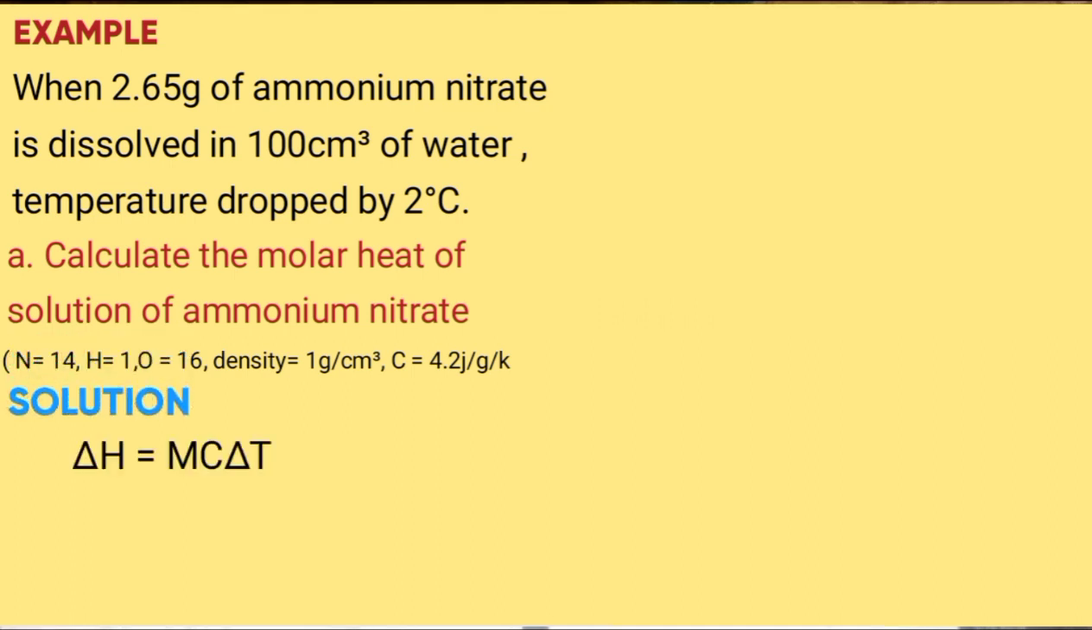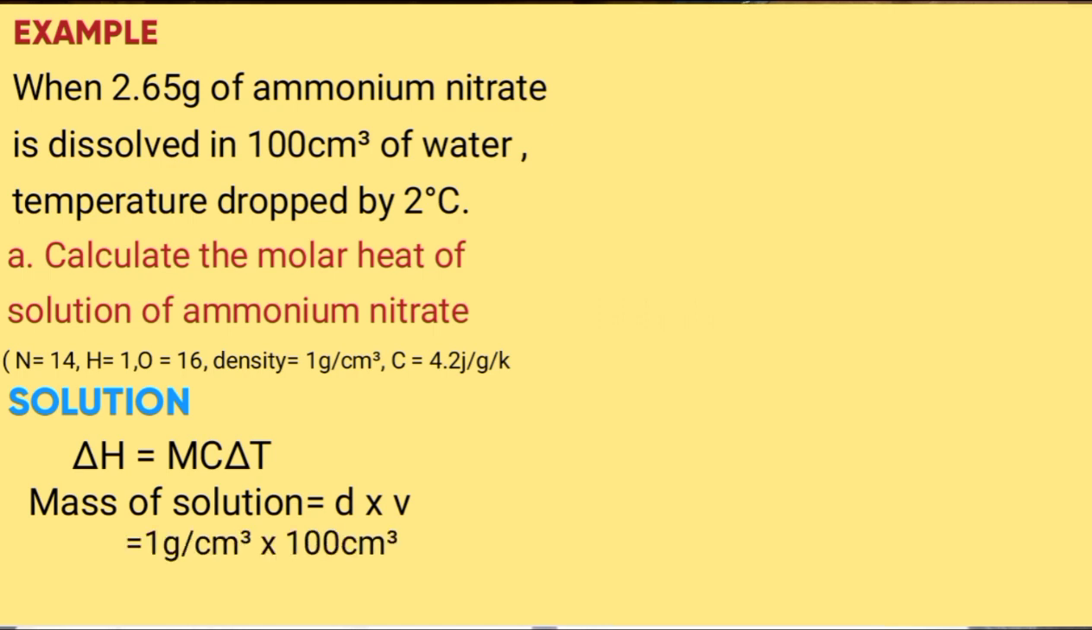delta H is equals to MC change in T. Mass of solution is density of water times volume of water, which is given by 1 gram per centimeter cubed times 100 centimeters cubed. The answer becomes 100 grams. So we leave our answer in grams because the C is joules per gram per Kelvin.